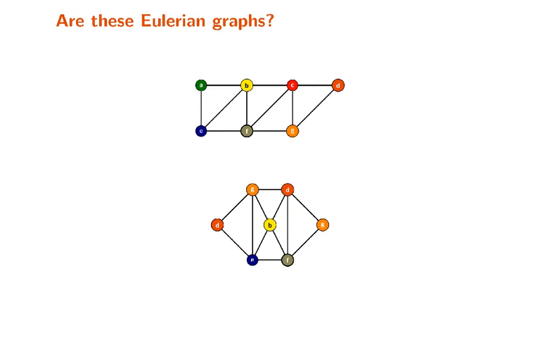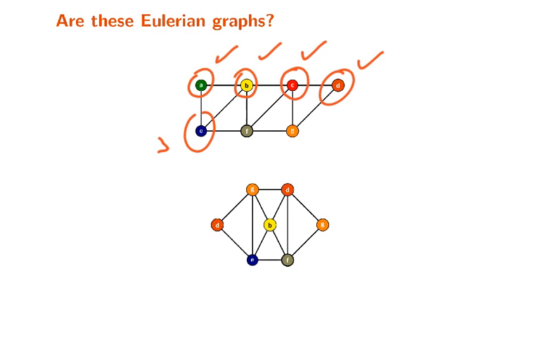Now let's look at these two graphs. So the question is, are these Eulerian graphs? So remember that to be Eulerian, what has to happen is to contain an Euler circuit. And to contain an Euler circuit, because of the theorem, is the same thing as saying that all the vertices have even degree. So let's check. This is even, good. This is even, good. This is 4, good. This is 2, good. This is 3. Okay, so we are done here.